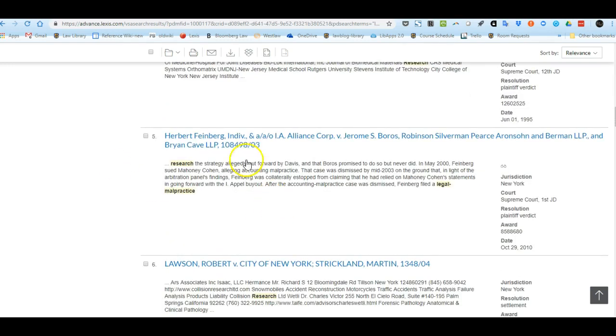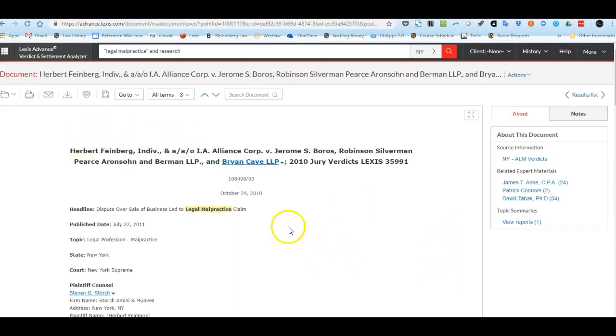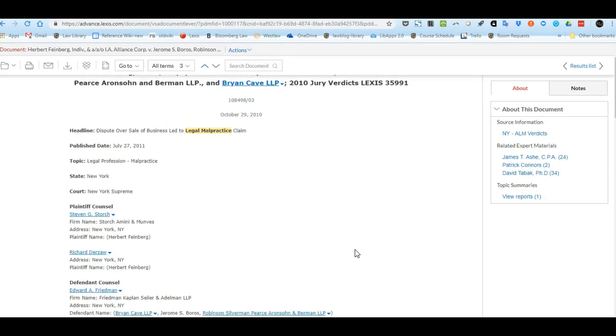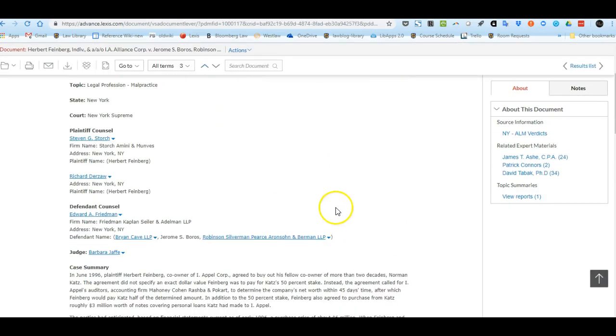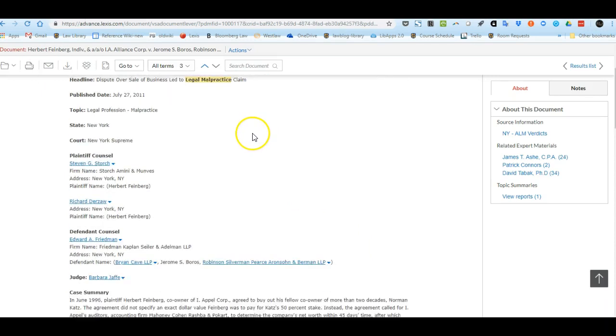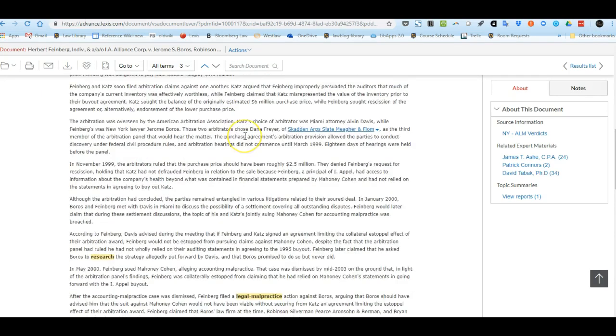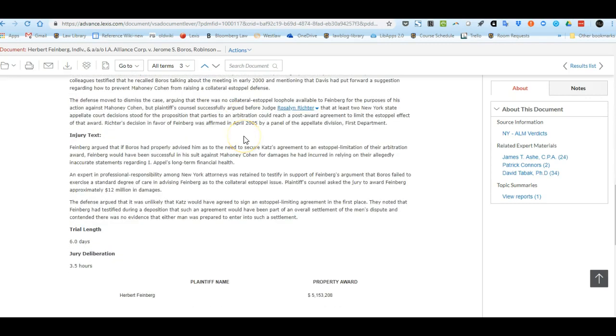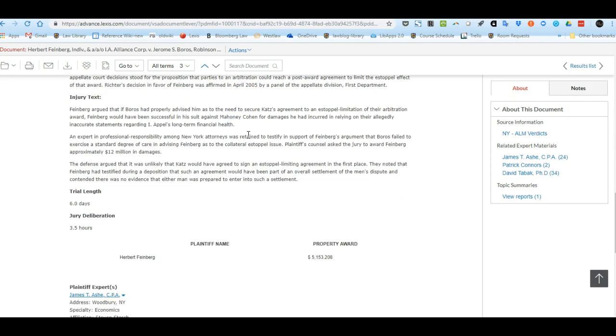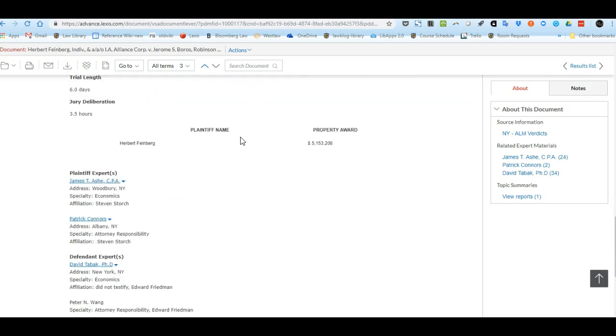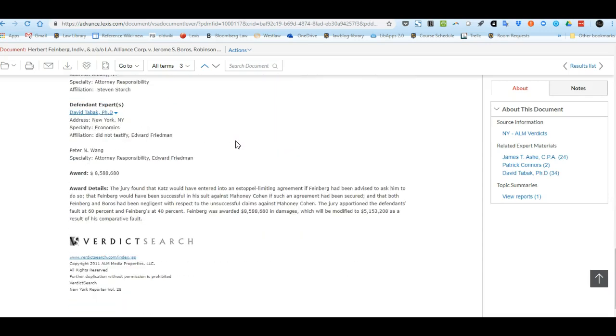So scrolling down here, so this is again a legal malpractice claim, and going through, it'll give you the name of the counsel, summary of the case, how long the jury took to deliberate, that's kind of interesting, the length of the trial, experts, and the award, which was $8 million.